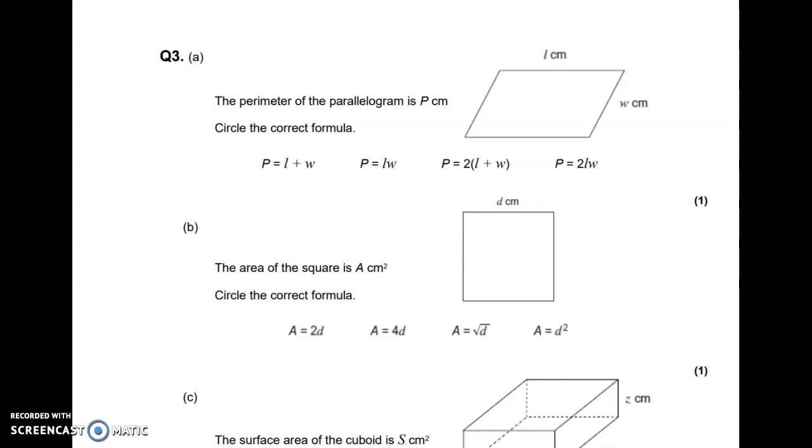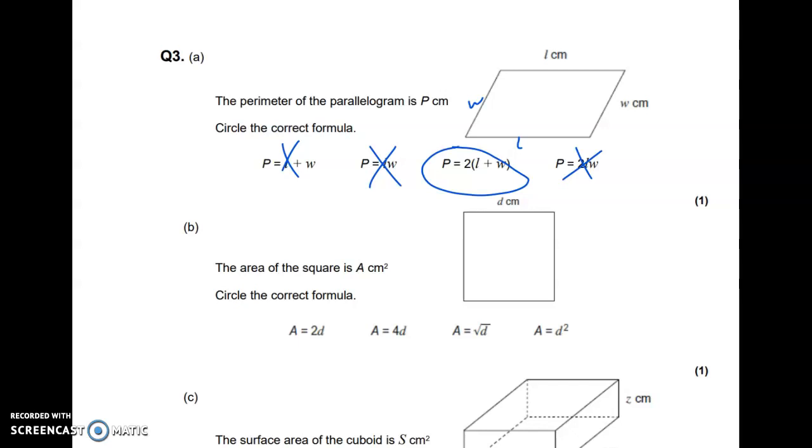Right, okay then, so question 3, the perimeter of the parallelogram, P. The perimeter's the distance all the way across. So we've got an L on the top, an L on the bottom, and that's another W there, so we've got 2 L's and 2 W's. So it's definitely not that, it's definitely not times, that would be L times W times by 2. No, so it ends up being this one. So we've got L plus W, and then you're going to double the whole thing.